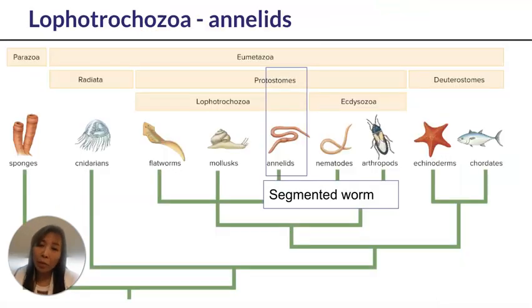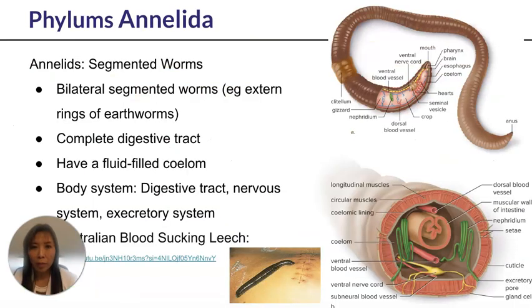Okay, so let's kind of move from flatworm and mollusks over to Annelida, which is going to be our segmented worms. So Annelida are, like I said, segmented worms. They are also bilateral, and you can see the segmentation. We often can observe them on earthworms, where you can actually see the different segmentation.